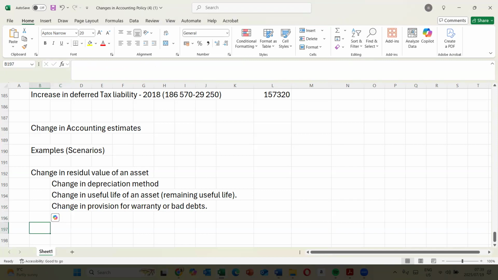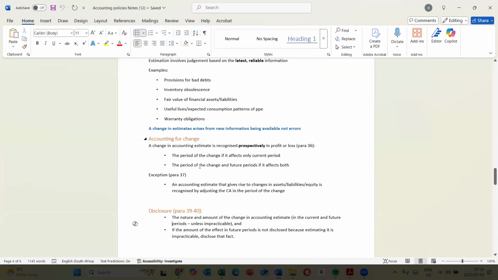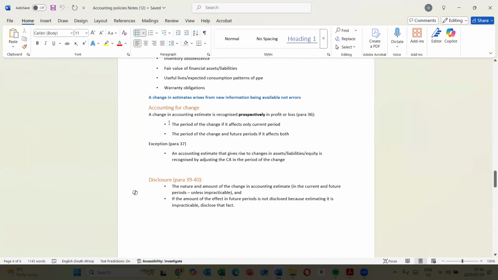So we now have to have an understanding: what gives rise to the change in accounting estimates? Remember, they can ask us to discuss. With regards to change in accounting estimate, like what we did with change in accounting policy in the previous class, a change in estimates arises from new information being available, not errors. So it's good to note the change in estimate is not an error, but just additional information came to effect. Accounting for a change in accounting estimate is recognized prospectively in profit and loss.